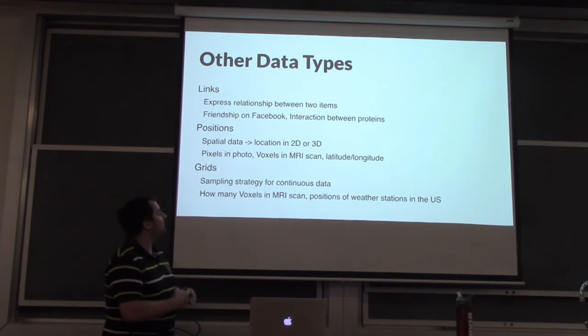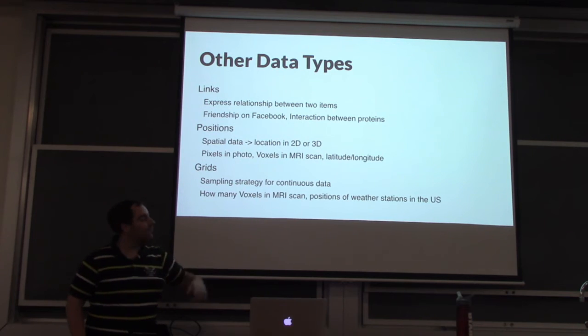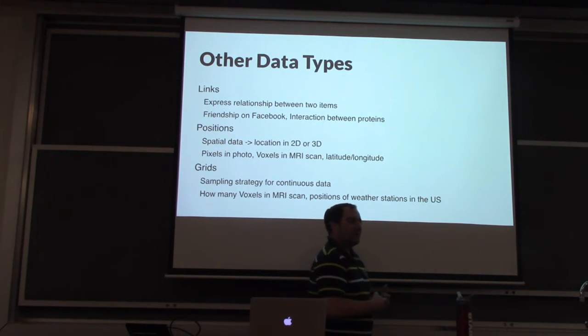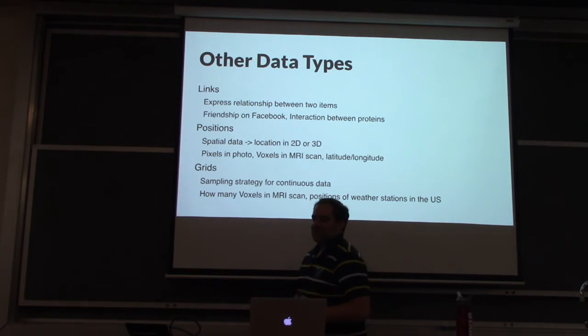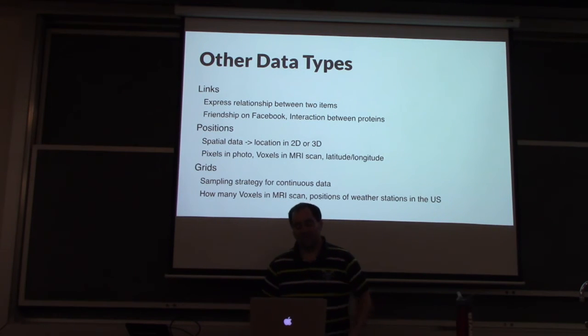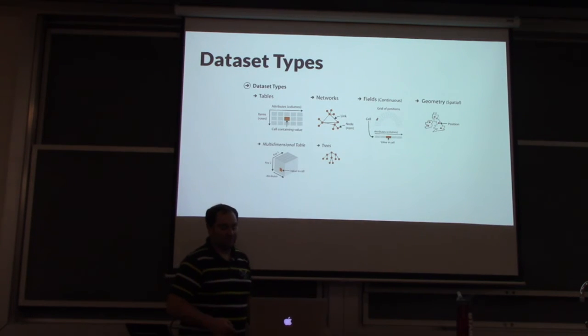So this could be things like pixels in a photo, voxels, these volume pixels in an MRI scan, or the latitude or longitude in a map. And the grids describe more of a sampling strategy for continuous data. So for example, what grid am I using in my MRI machine? How fine grained can I collect that? Or the positions of weather stations in the United States.